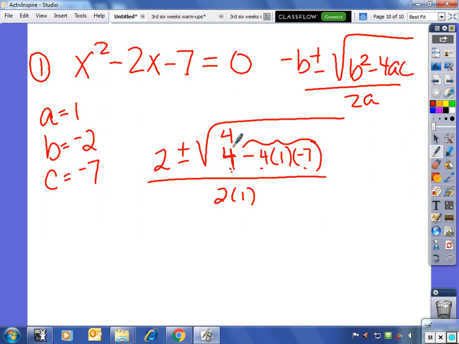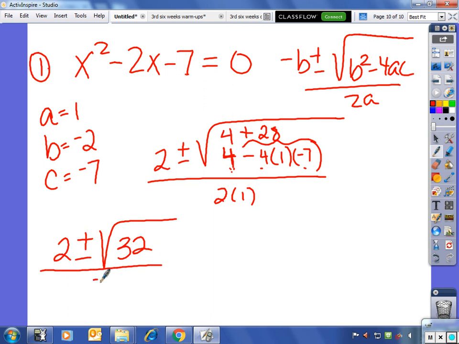So this is 4 plus 28 up here. This would become 4 plus what? 28. What is 4 plus 28? 32. So this is now 2 plus or minus the square root of 32 divided by 2.